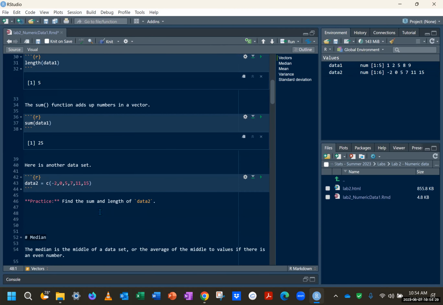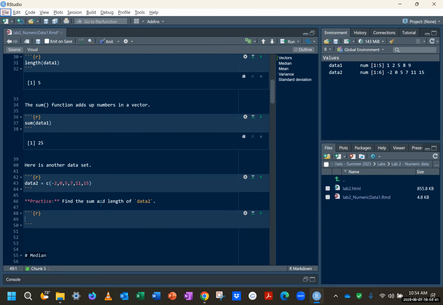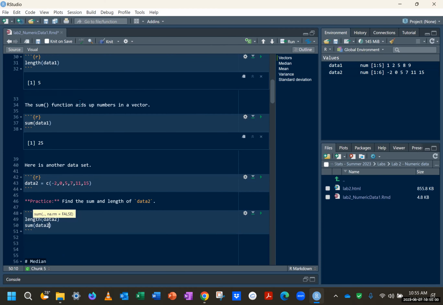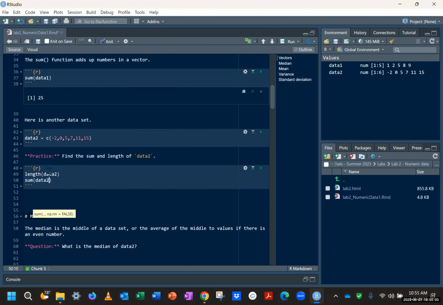Practice finding the length and sum of this data set. Something I want you guys to do: you're going to insert a code chunk, Control-Alt-I, and then you can just say length, parentheses, data 2, and sum, parentheses, data 2. And you can check it by just adding them up, to make sure it's what it's supposed to be. Okay, so those are some nice functions, and this will get us through a lot of the lab.